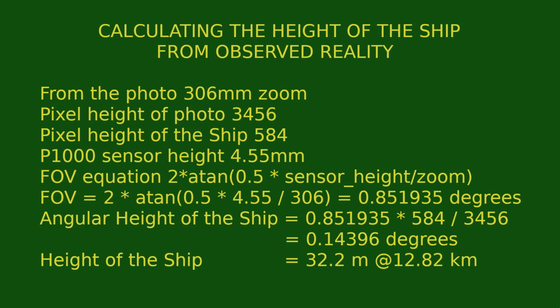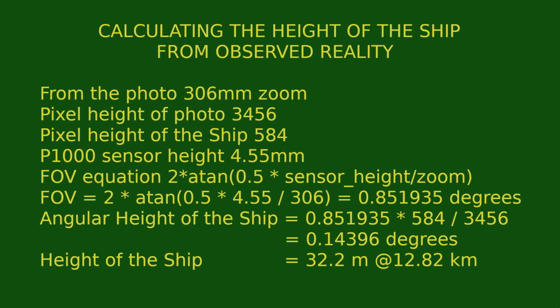From the photo I get the zoom factor is 306 millimeters. The pixel height is also 3456 pixels from the metadata for the photo, and I've measured the pixel height of the ship at 584 pixels. The P1000 sensor height is 4.55 millimeters. Now we work out the field of view equation, and this you can get from doing a Google search, but it's 2 times the arctan of 0.5 times the sensor height over the zoom factor, and that will give you the field of view of the camera at that particular zoom factor or focal length.